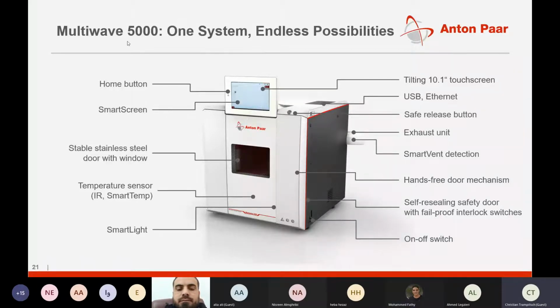So again, I will explain some of the features here. We see the monitor here, a touch screen, which is used to control the instrument and to monitor the reaction progress, to send data. So this is really the control center of the instrument. We have USB and Ethernet connection on the instrument on the side and here on the back. So we can even remote control the instrument. This is also a very nice feature.